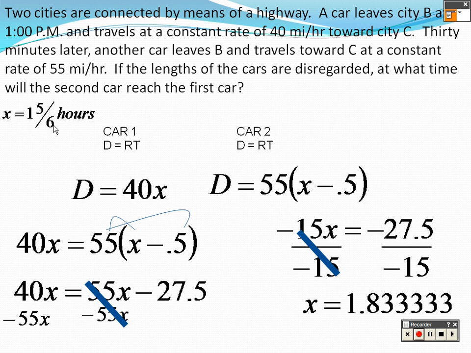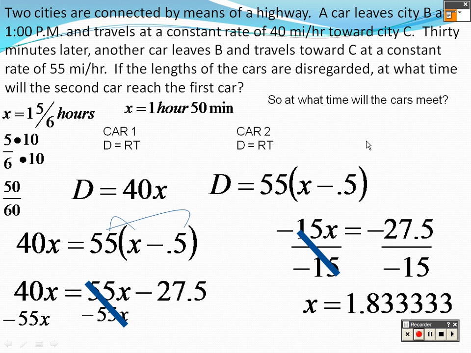5/6 of an hour, right? If I changed it into minutes, I'd multiply both the top and the bottom by 10. So that's why it's 50 out of 60, or 50 minutes. So 1 hour and 50 minutes it would take before the two cars were at the same exact spot. So at 1 o'clock is when they left. So at 2:50 is when they would physically be at the same exact spot.